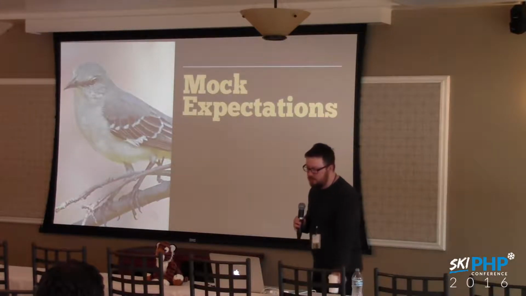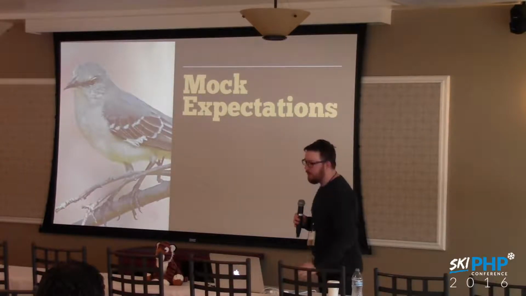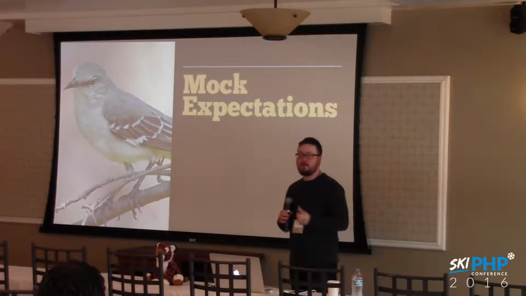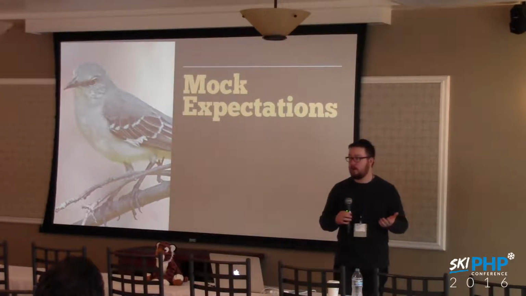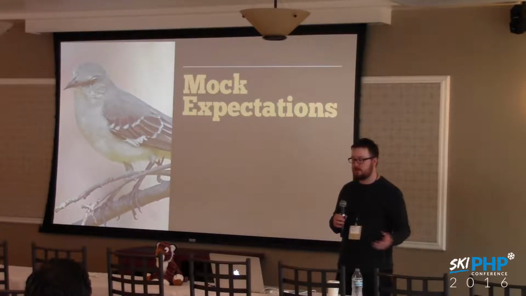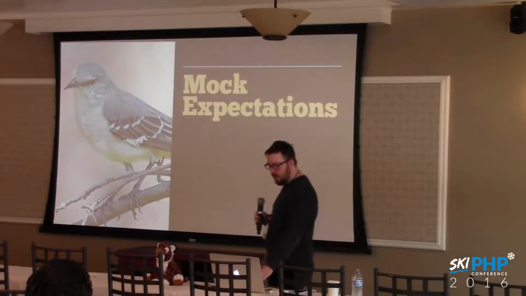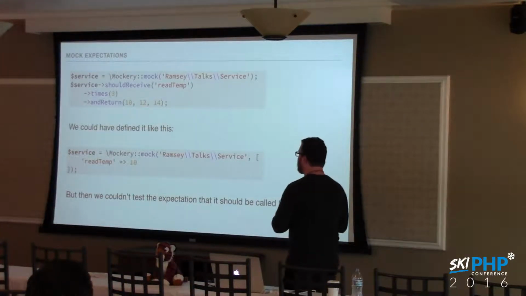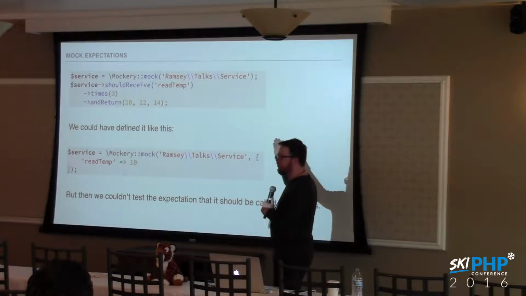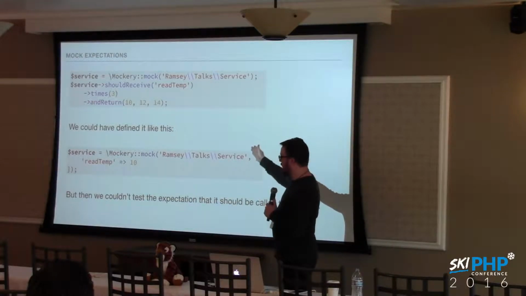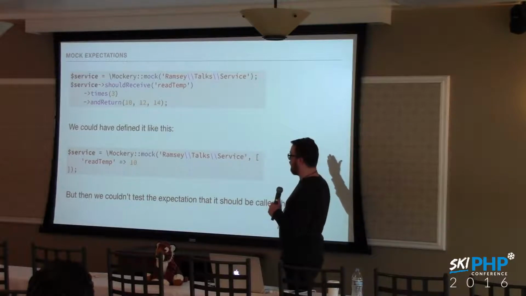All right, we've already shown simple mock expectations by defining a method name and its return value, but sometimes you need to specify a lot more. Sometimes things aren't so simple and you need more specific expectations of the mock object. Well, Mockery allows you to do this. Earlier we defined our service mock like this. You saw the shouldReceive method, and we said shouldReceive readTemp times 3 and return 10, 12, 14.